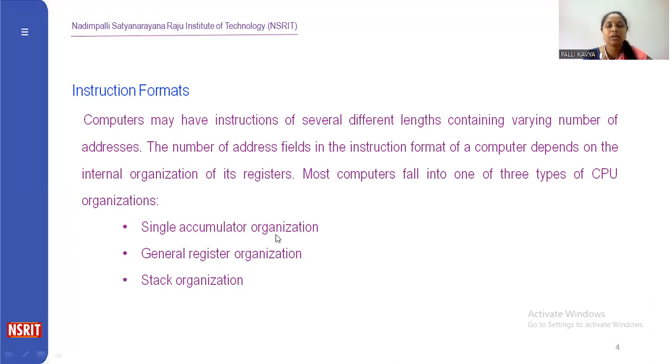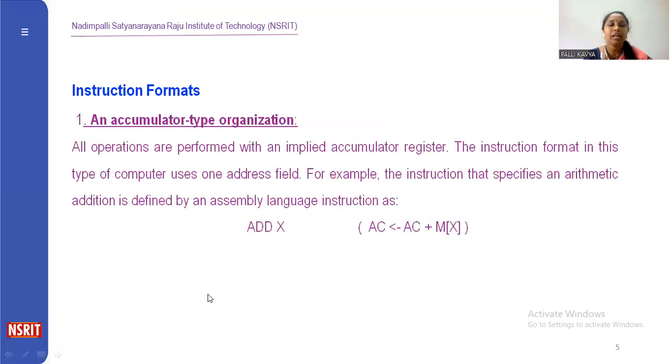Let us see these three using an example, starting with the accumulator type organization. The accumulator is one special purpose register which is used when there is no destination register, then we use this accumulator register. For example, see this one instruction. That instruction is ADD X.